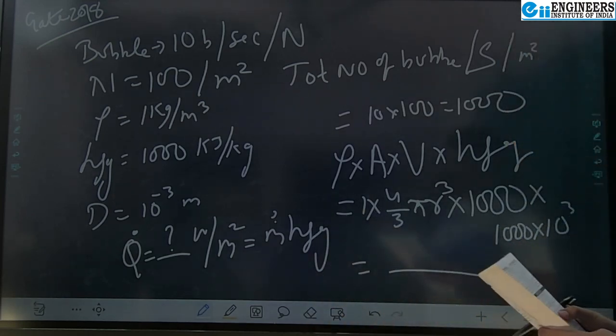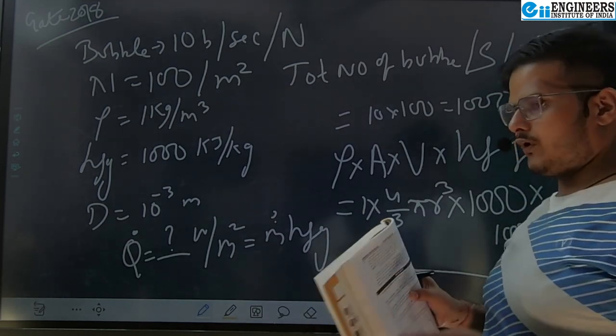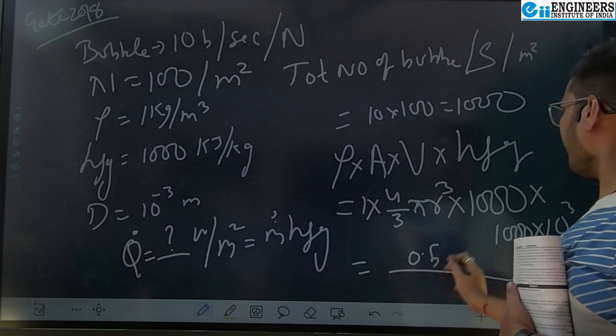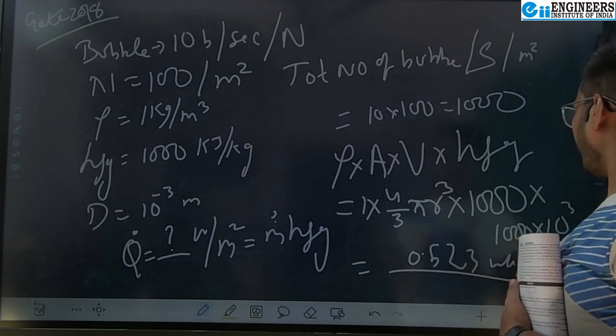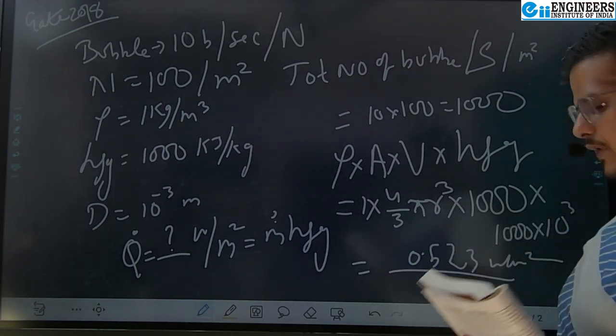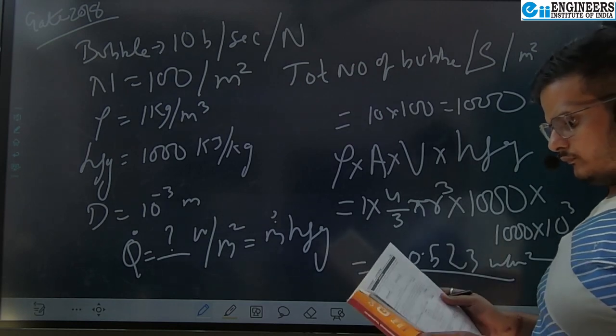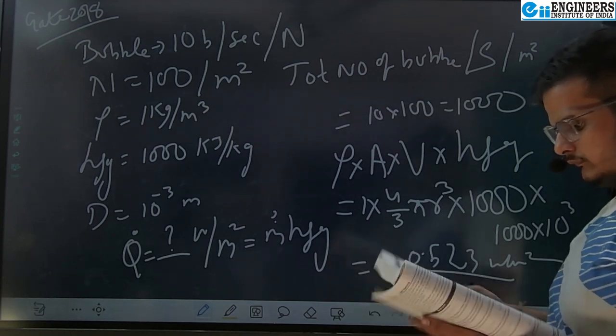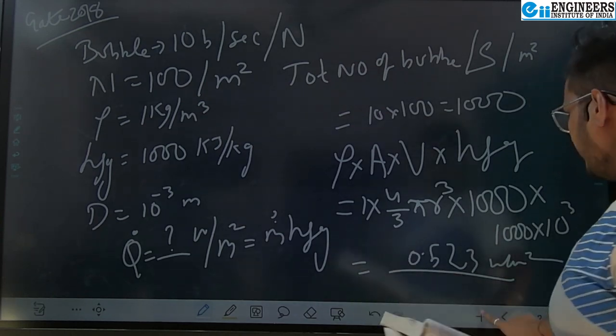So this is how it is going to work out here. Try to solve it and the answer will be 0.523 watt per meter square. Now another question, let's move on.